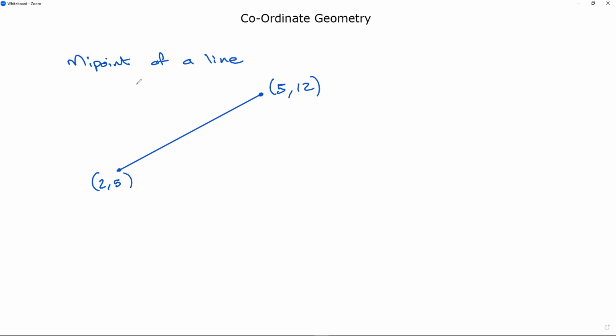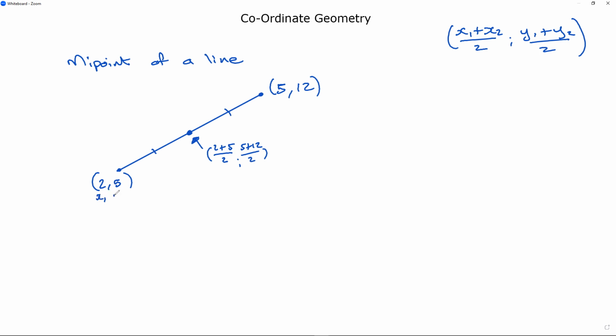All right, so the midpoint of this line would be halfway, in which case I would be cutting the line into exactly two halves. To find the midpoint, we use the formula: take x1 from one of the coordinates plus x2 from the other coordinate, divided by 2, then take y1 plus y2 divided by 2, and that would give you that coordinate over there. So in this case, you would take 2 plus 5 divided by 2 and 5 plus 12 divided by 2. And how did I get that?